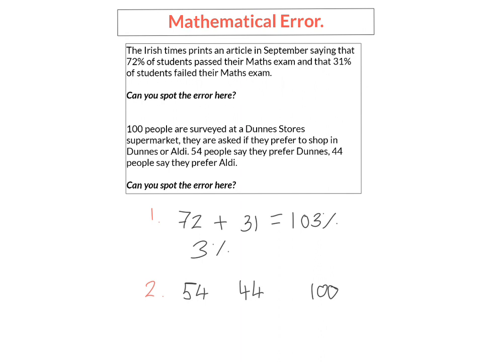Now, if I was to add 54 plus 44, I wouldn't get 100. I'd get 98. So there's an error there. Either they've done something wrong in the surveys, they've counted them wrong, or they've written down the wrong number, so maybe more people like Dunnes or more people like Aldi, or maybe there were 2 people that said they prefer Lidl. That should have been included if that was the situation, or it could just be that they added something wrong. So that's the first way that you can have a misleading statistic, and it can just be an error in the calculation.